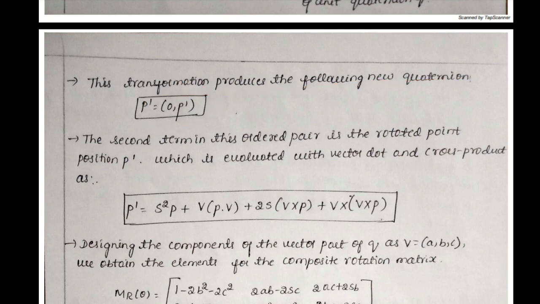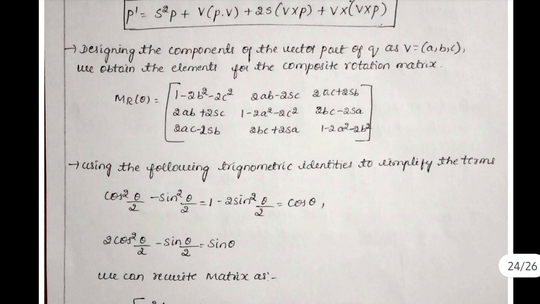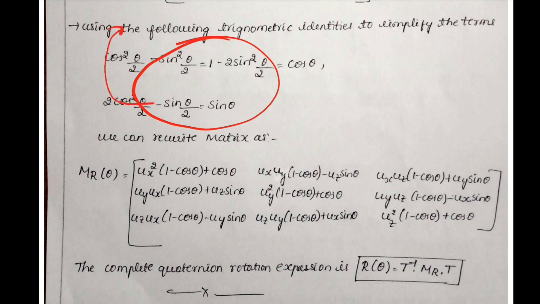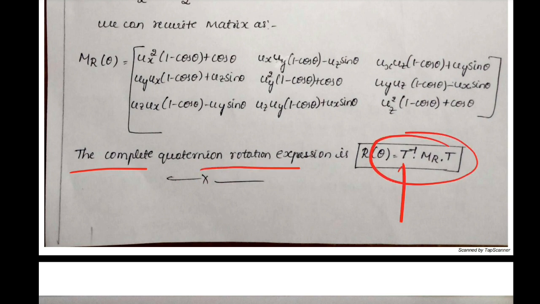Before it was 0 comma p, now it is 0 comma p dash, and the new position can be calculated by using the dot product as well as the vector product by this equation, and this is the matrix form of the same, and these are the different equations which can be substituted back in the matrix. So we'll get this matrix here, and the complete quaternion rotation expression is this one. R theta is equal to T inverse M R T, meaning you are translating, rotating, and then translating back. That's all that is happening in the brief overview, or the top view, of the quaternion method for geometric transformations.